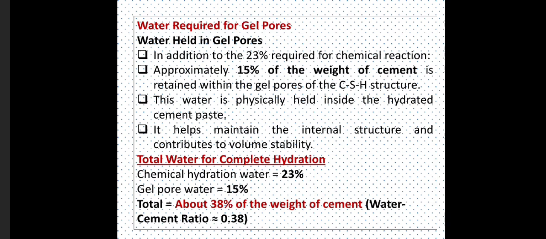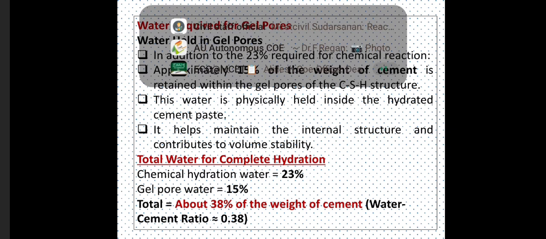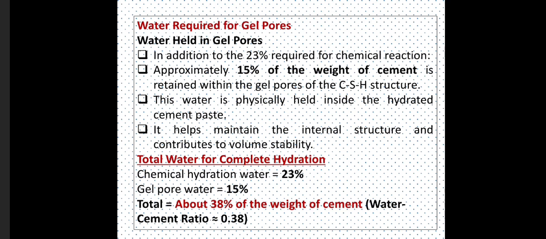In addition to chemically combined water, some water is retained within the extremely fine pores of the CSH gel. These tiny pores are known as gel pores. Approximately 15% of the weight of the cement is required as gel pore water. This water is physically held inside the gel structure and helps maintain the internal stability of the hydrated cement paste.